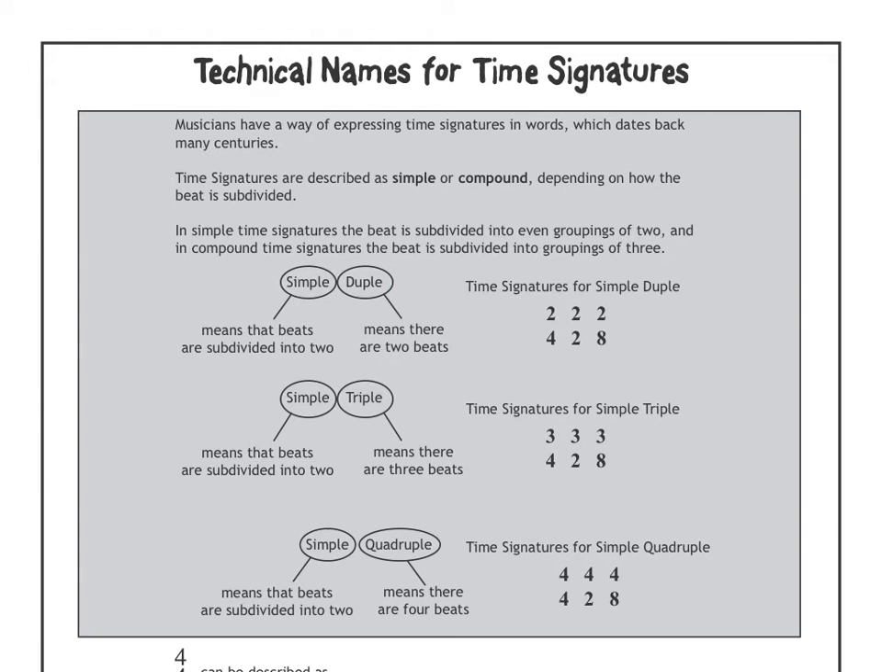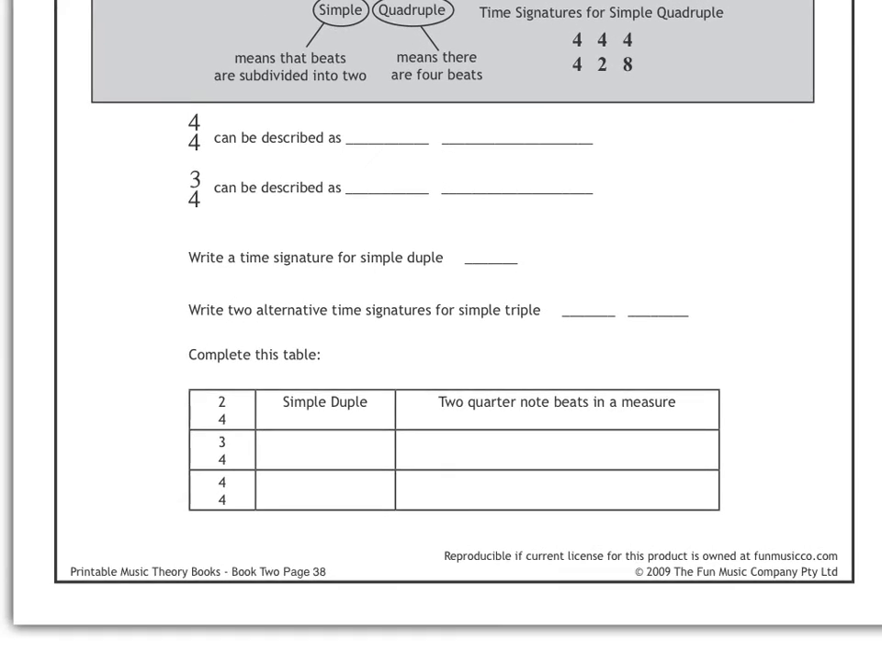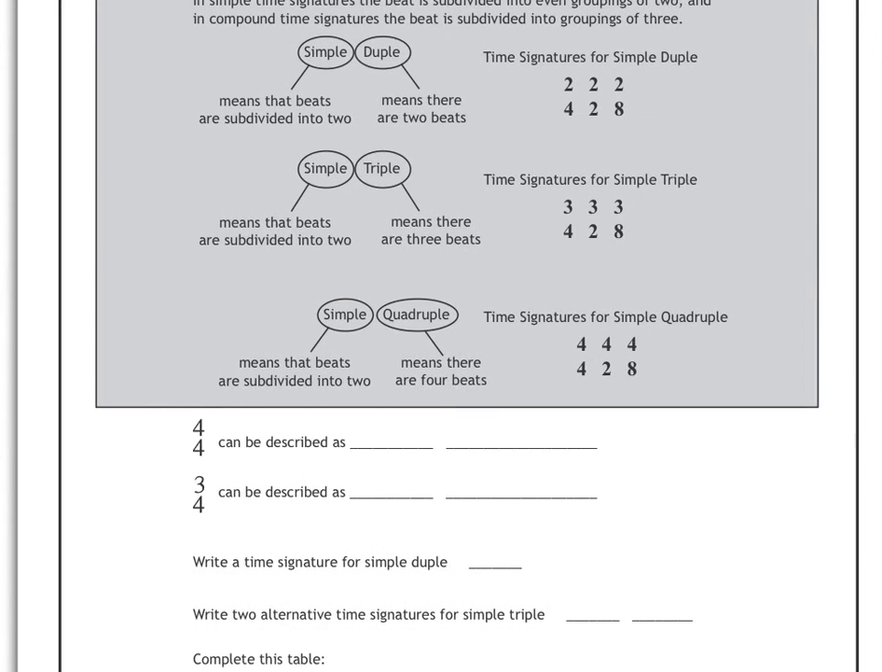So that's the explanation of how we describe time signatures. Simple duple, simple triple, simple quadruple. Right now, we're just going to look at simple time signatures, only time signatures where you can divide the beat into 2. All right, so 4/4 can be described as, well, in the gray box it shows you, simple quadruple, because the simple part of it means that each beat can be subdivided in half, and it's quadruple because it means there are 4 beats.